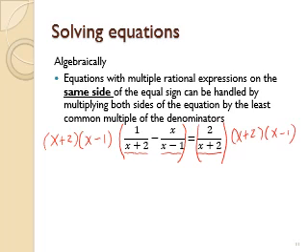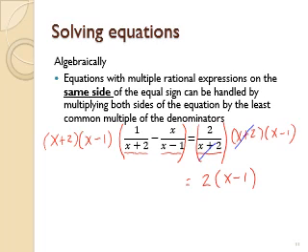Now, let's do the right hand side first because that would be the easiest. On the right hand side, the x plus 2 and the x plus 2 cancel. So on the right hand side, all you get is 2 times x minus 1.